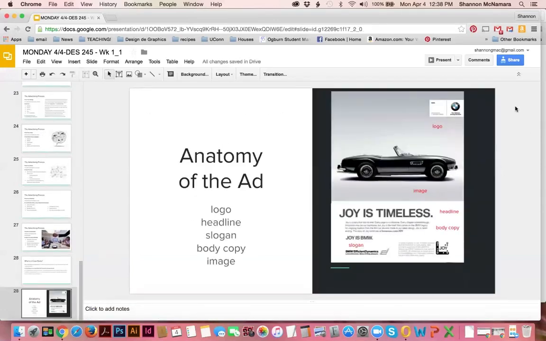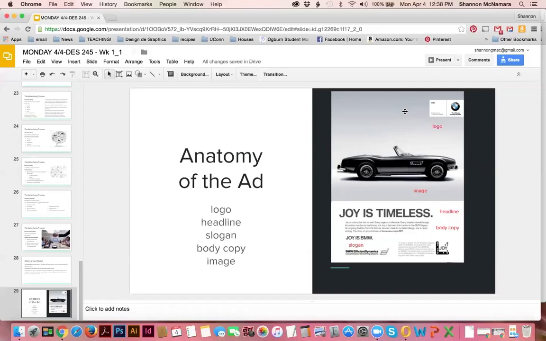So let's look at the anatomy of an ad. I had used this advertisement previously in one of my slides, for my print ads actually. In this ad, we have a logo, we have a headline, we have a slogan, we have some body copy, and we have our image. The image is the biggest feature within this ad. The picture of the car really draws you in. Then we have the logo, up in the top right-hand corner.